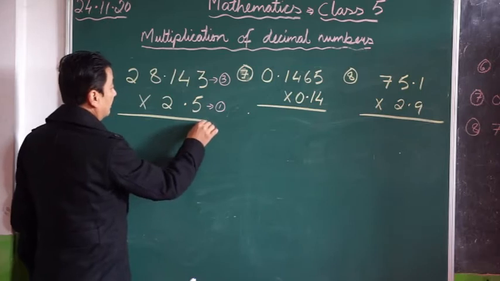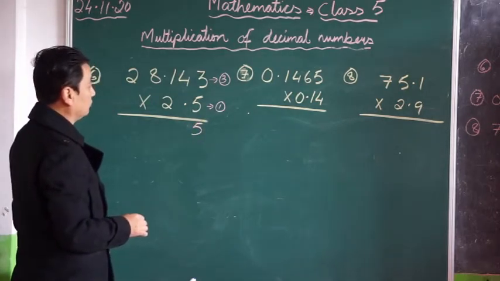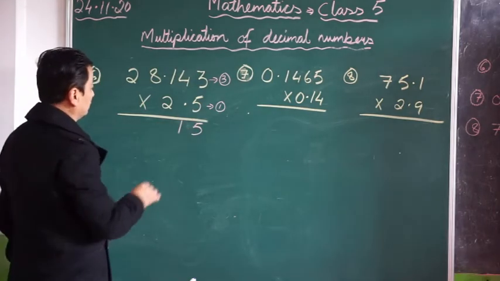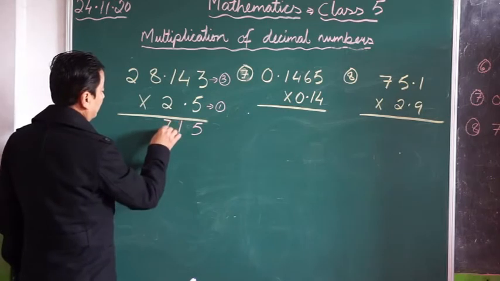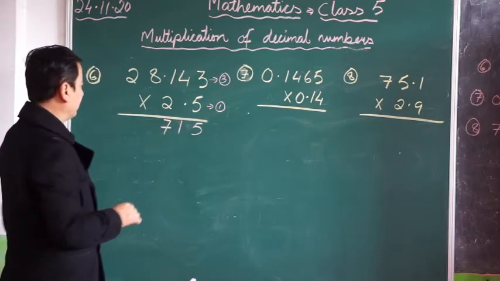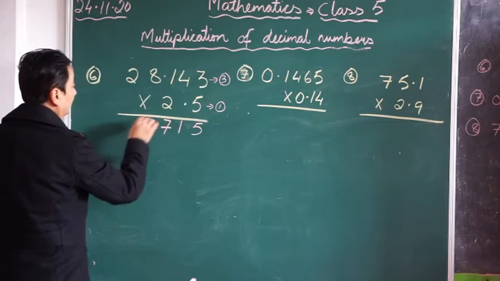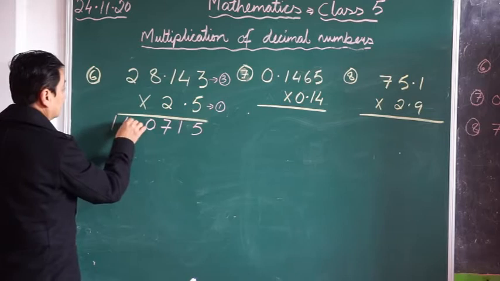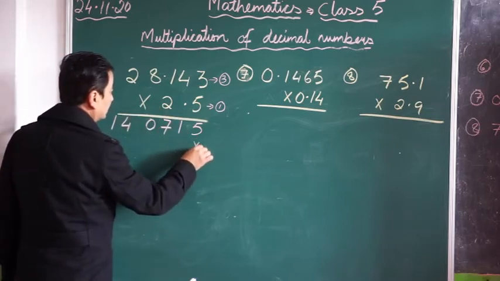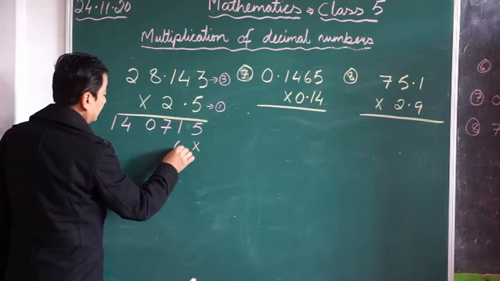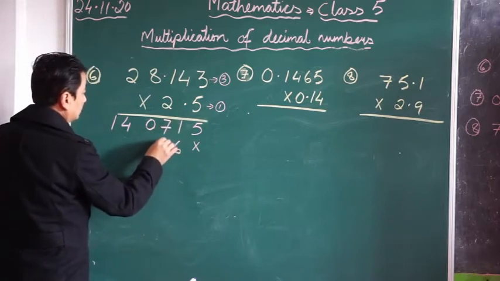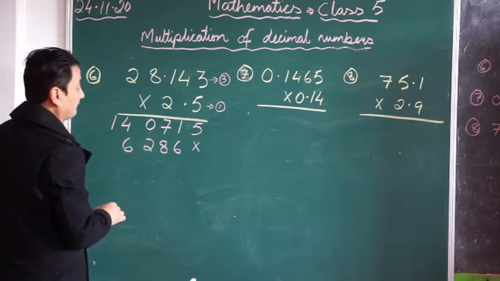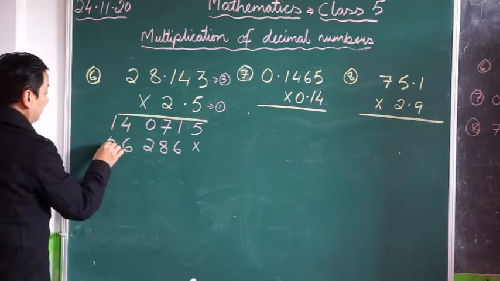5 3s are 15, carry 1. 5 fours are 20 plus 1, 21, carry 2, 5 ones are 5 plus 2, 7, 5 eights are 40, carry 4, bring down 0, 5 twos are 10 plus 4, 14. So when we multiply the second number, we put a cross, 2 threes are 6, 2 fours are 8, 2 ones are 2, 2 eights are 16, carry 1, 2 twos are 4, plus 1, 5.